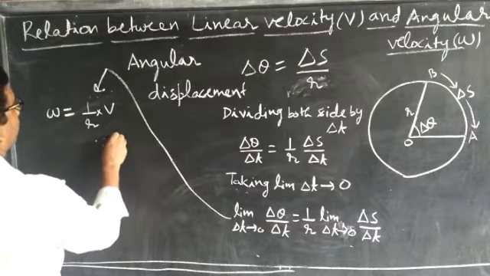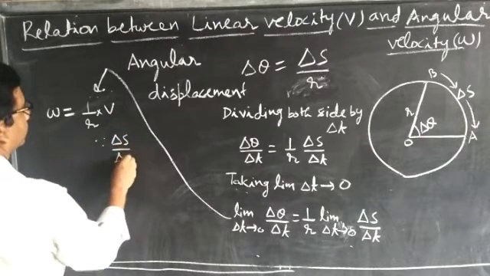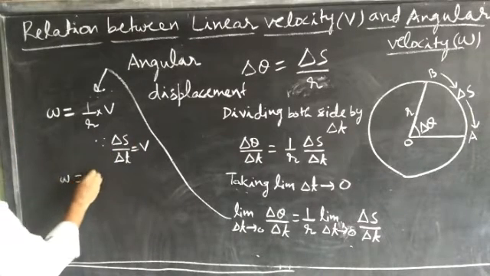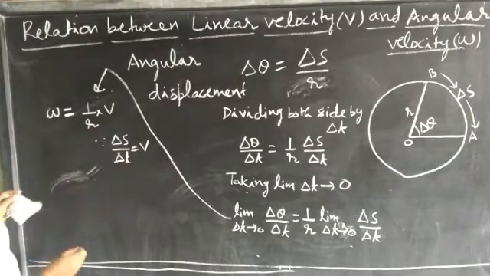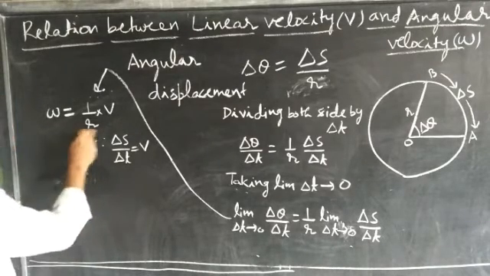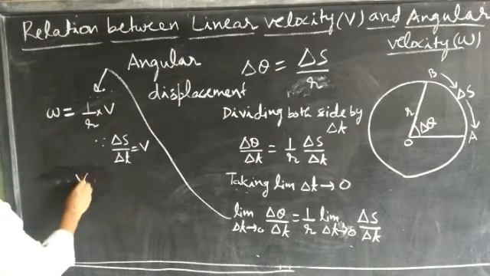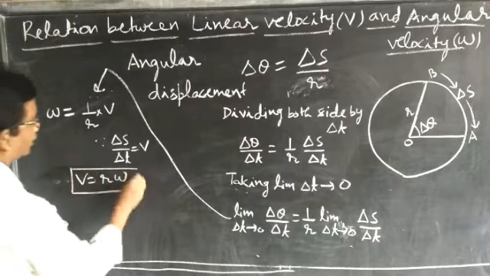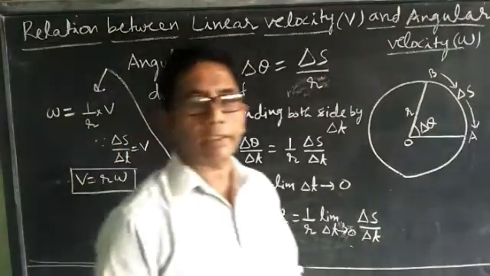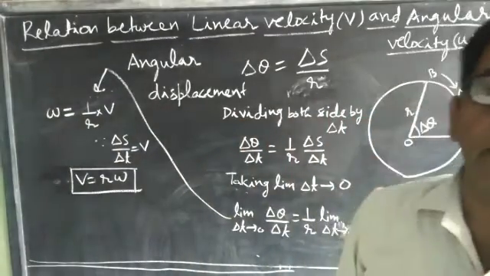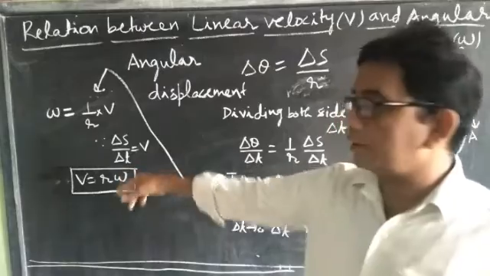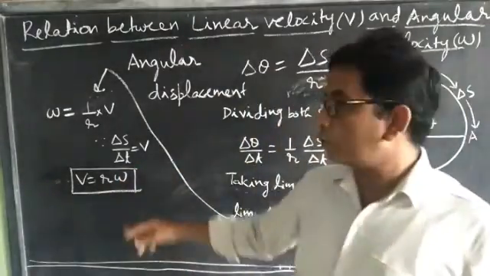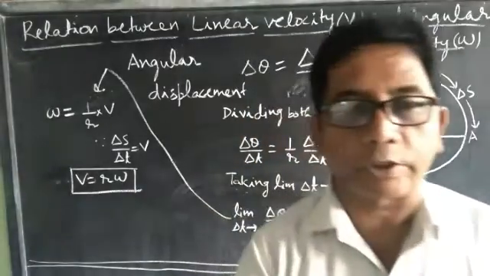Since delta s upon delta t is equal to v, therefore it becomes omega is equal to... cross multiply it, then v is equal to r omega. This is the relation between linear velocity and angular velocity, where v is the linear velocity, r is the radius, and omega is the angular velocity.